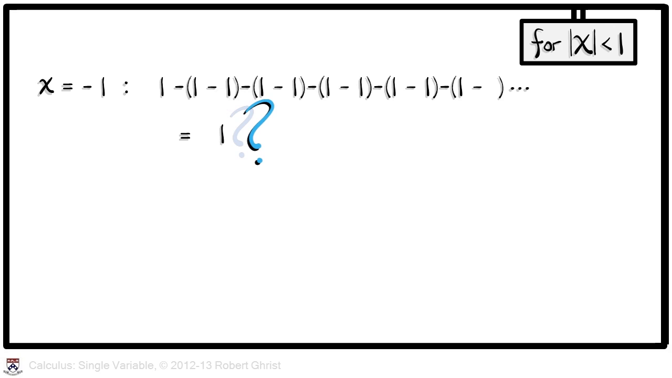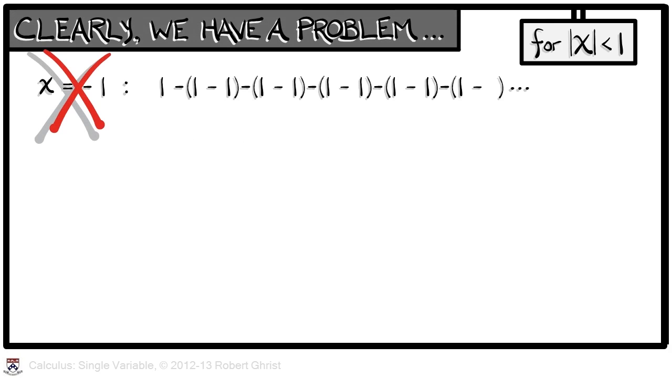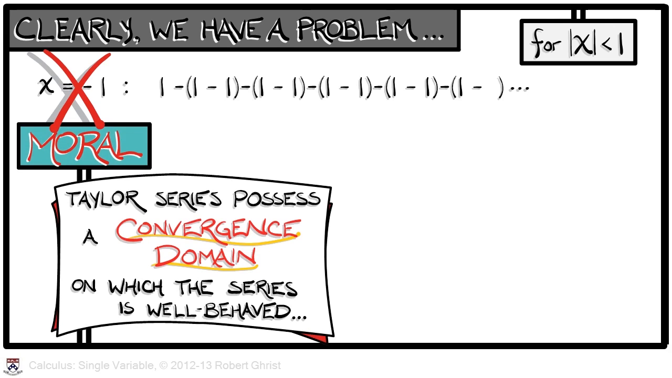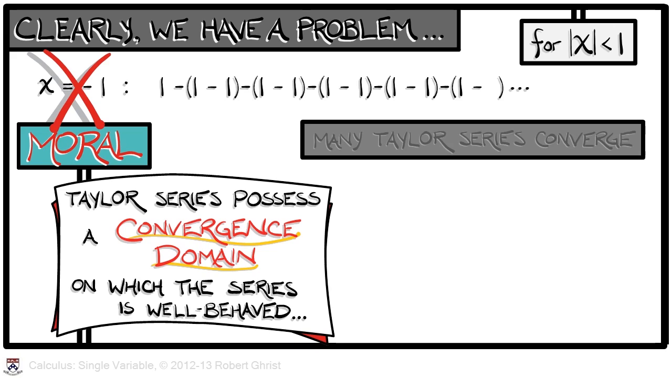If you're not sure which of these is correct, perhaps the best thing to do is to take the average, split the difference, and declare it to be 1/2. This is, after all, what one would obtain by plugging in a value of -1 into the expression 1 over 1 minus x. Well, as you might guess, none of these is correct. This series does not converge at a value of x equals -1, or for any value of x that is not less than 1 in absolute value. The moral of the story is that this and other Taylor series possess a convergence domain on which the series is well defined and well behaved.